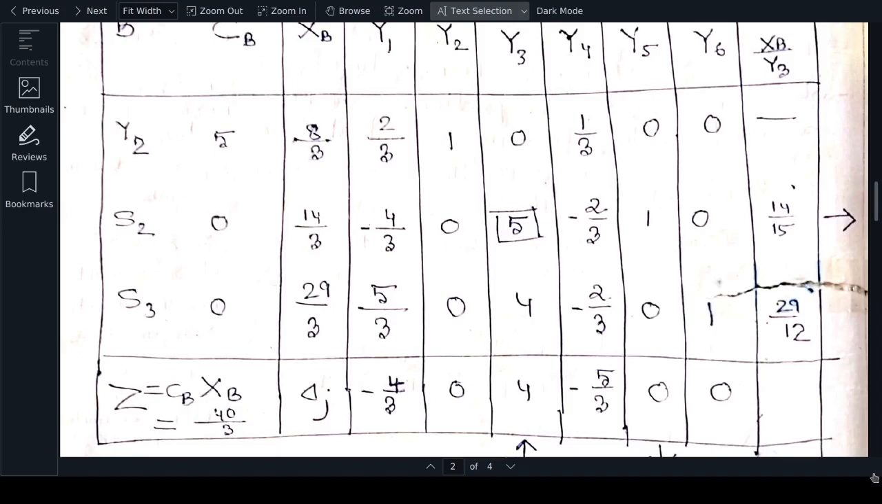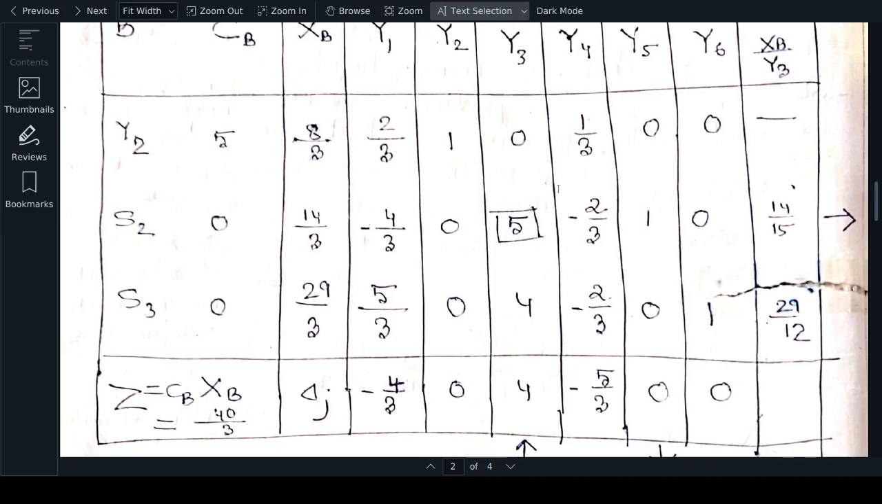Then delta 2 value is 0. Delta 3 value is 4. Then delta 4 value is minus 5/3. Then delta 5 is 0. Delta 6 is 0. So here you see one value is positive. We get an optimal solution if all delta j are less than or equal to 0. So here you see delta 3 value is positive, so this is not an optimal solution.